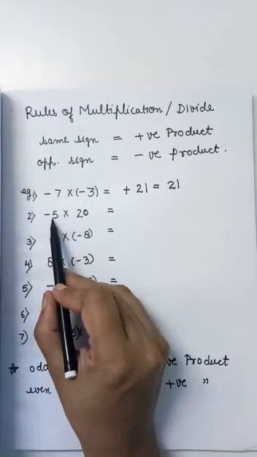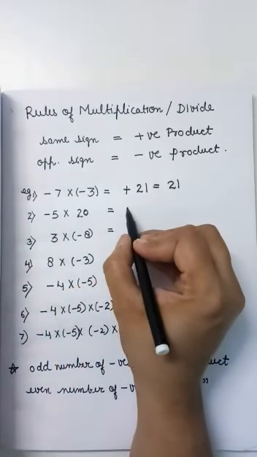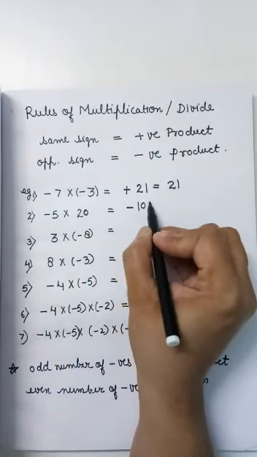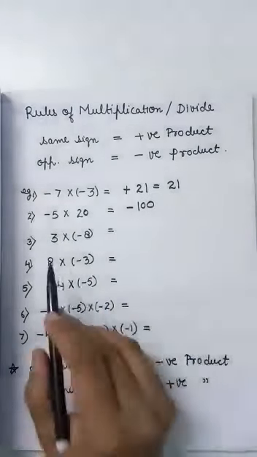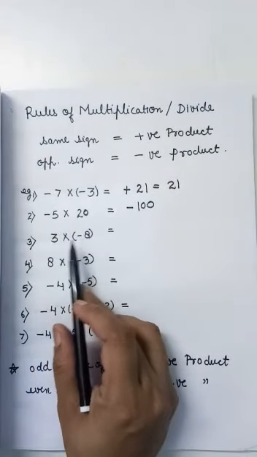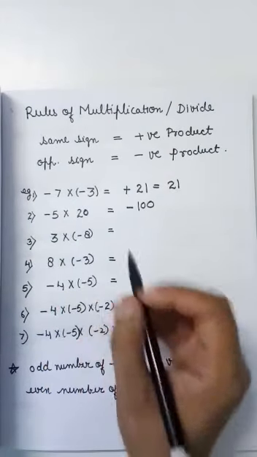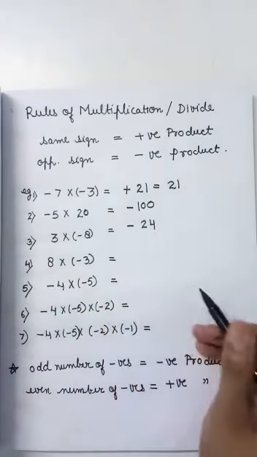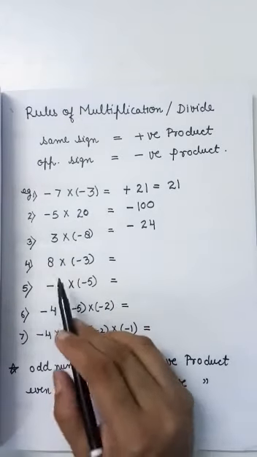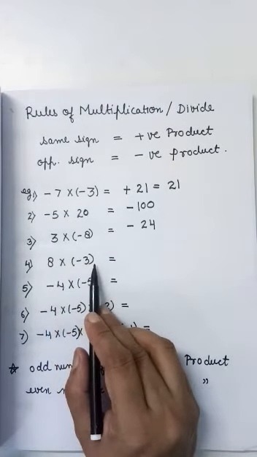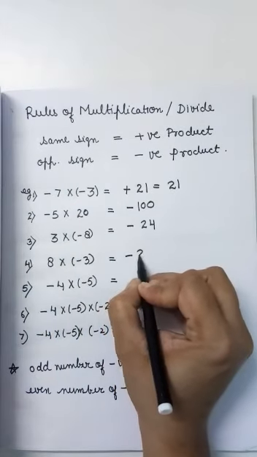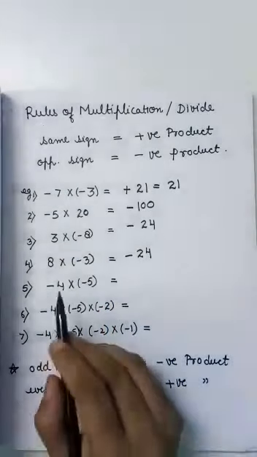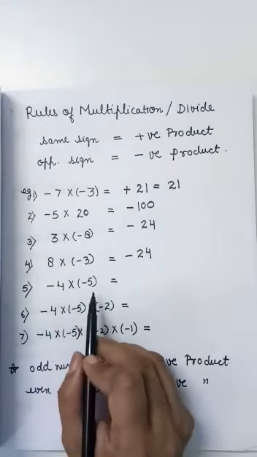Here, one is negative, one is positive. So this is minus 100. Get it? 3 multiplied by minus 8. Positive, negative. So here you will write minus 24. 3 8s is 24, 8 3s is 24. 8 multiplied by minus 3. Again minus 24. Minus 4, minus 5, both negative.